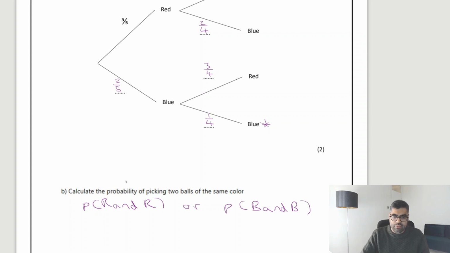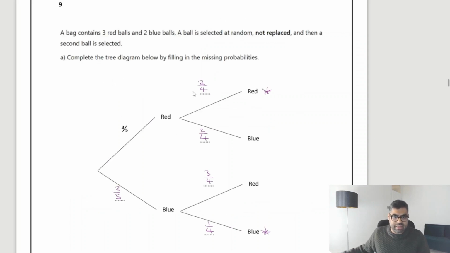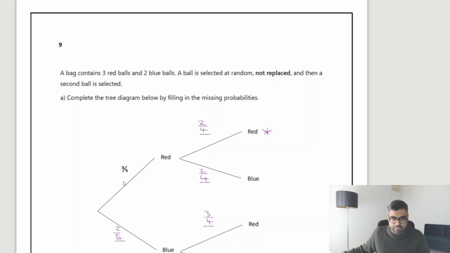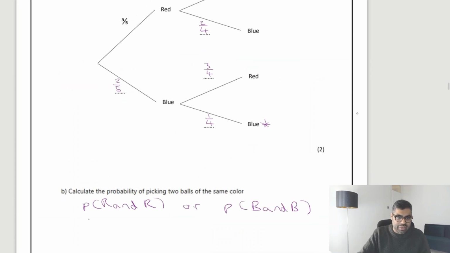Now we know from our probability, we know "and" is multiply, we know "or" is plus. So we're going to have red and a red. We know the probabilities here. What's the probabilities? We've got 3 over 5 and we've got 2 over 4. So we're going to have 3 over 5 times by 2 over 4.